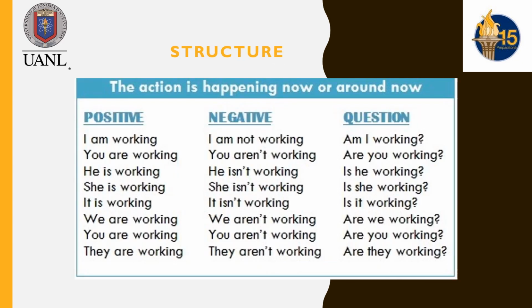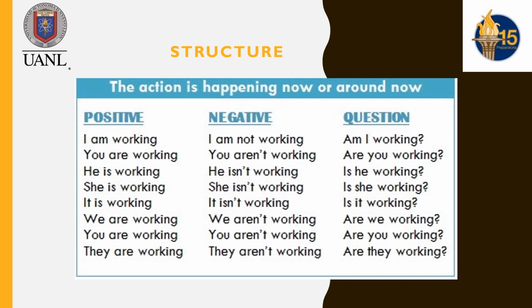Now we're going to check the structure, the whole statement. You have the action that is happening now or right now. That's the use. So you have positive statements. You have subject plus the verb to be plus the main verb in ing form. So you have I'm working, you're working, he's working, she's working, it is working, we are working, you are working, they are working.